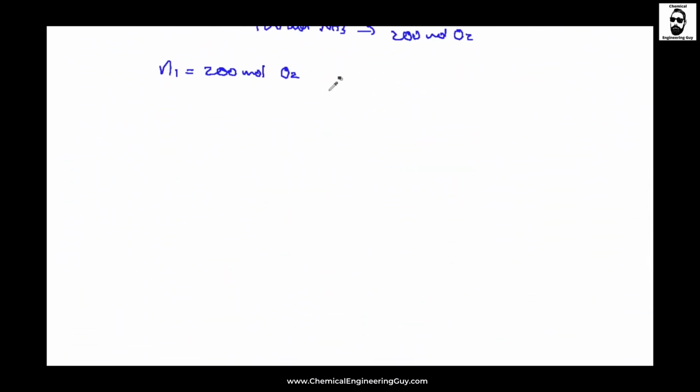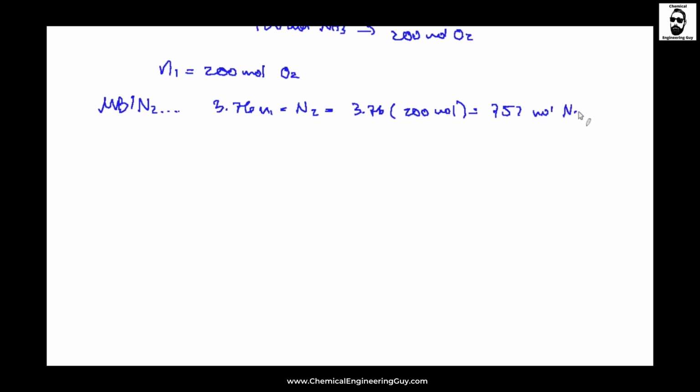So let's go further here. We were in this part, N1 equals 200 moles. Let's do the mass balance on nitrogen. How much nitrogen is that? 3.76 times N1 is the amount of nitrogen. So 3.76 times 200 moles will give you 752 moles of nitrogen. That's my flow of it.